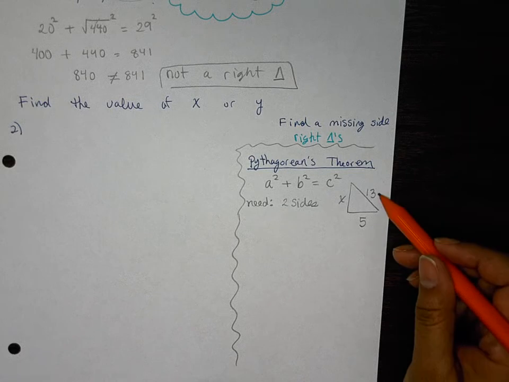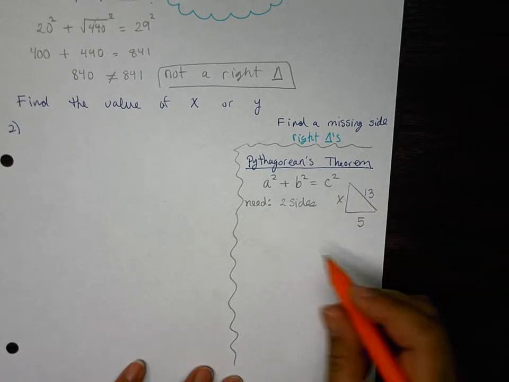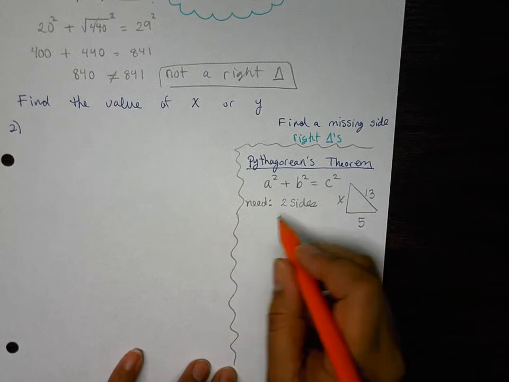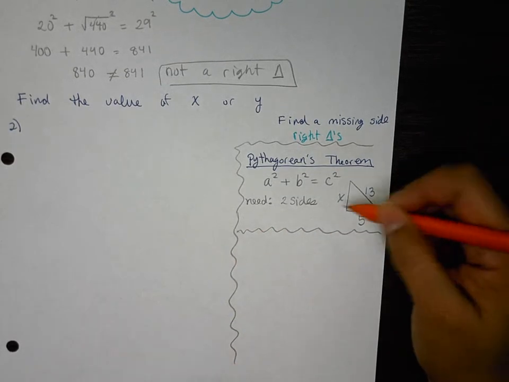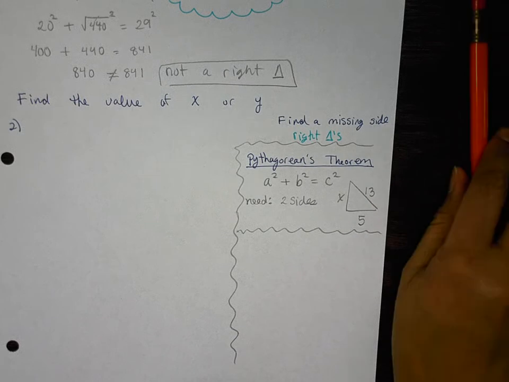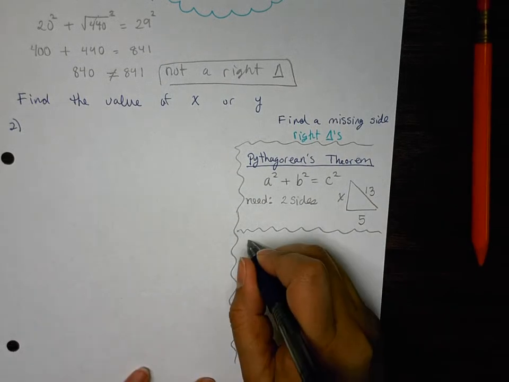Does it matter which 2 sides they give you? A and B, or B and C, or C and A? It doesn't matter. You can use Pythagorean's theorem to help you find your missing side. Do you guys remember this from a previous year? Yes or no? All right.